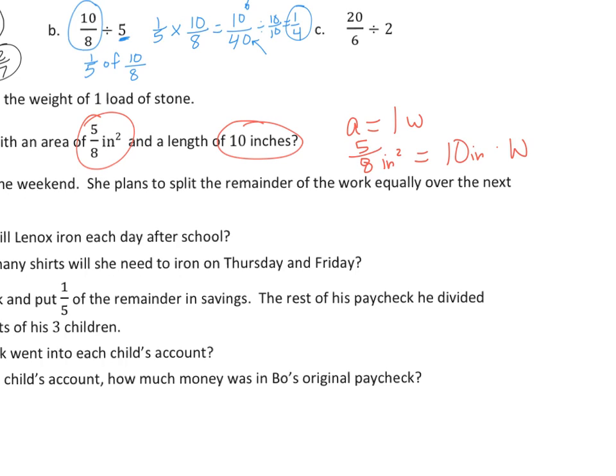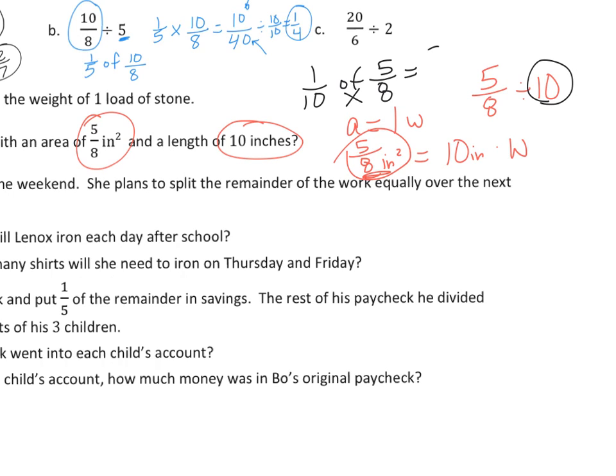So I know that 10 times something will get me this 5/8, or this 5/8 divided by 10 will get me my W, or my width. And I know that I can draw my 5/8 and then break it into 10 equal pieces. Or I can say I'm looking for 1/10 of 5/8. And again, I know that the word of means multiplication in this instance.